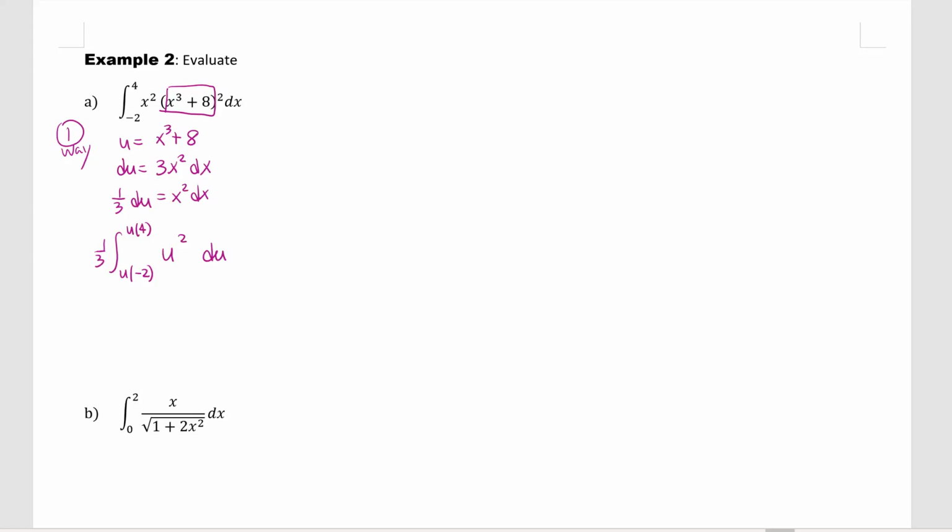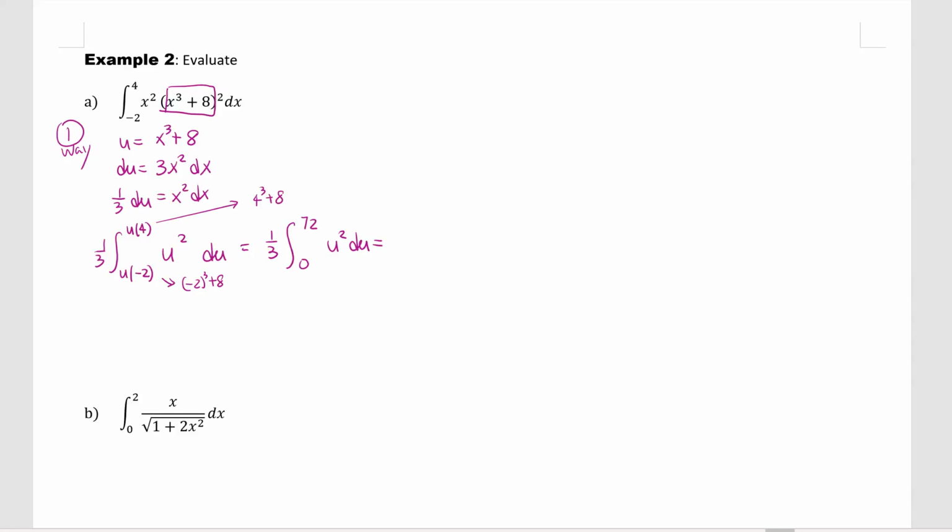And then we have u squared. What are the new limits? Well, u of 4. What is u? u is x cubed plus 8. So u of 4 is 4 cubed plus 8. 4 cubed is 64, 64 plus 8 is 72. And u of -2: -2 cubed is -8, -8 plus 8. So u of -2 is actually 0. Now we have changed the x values to u values.